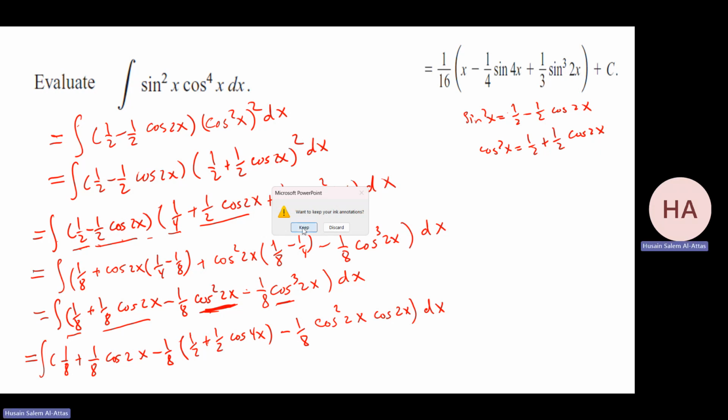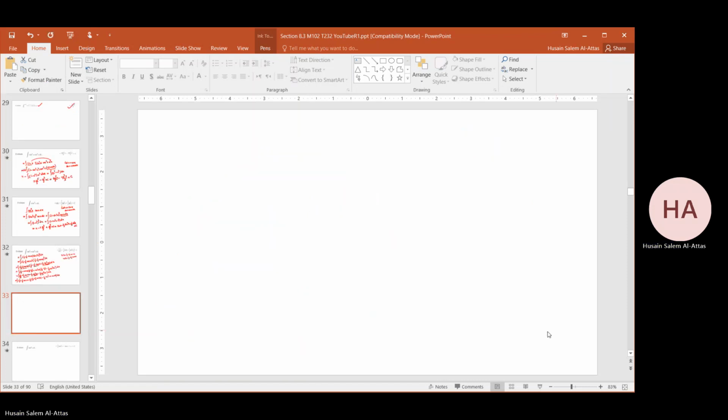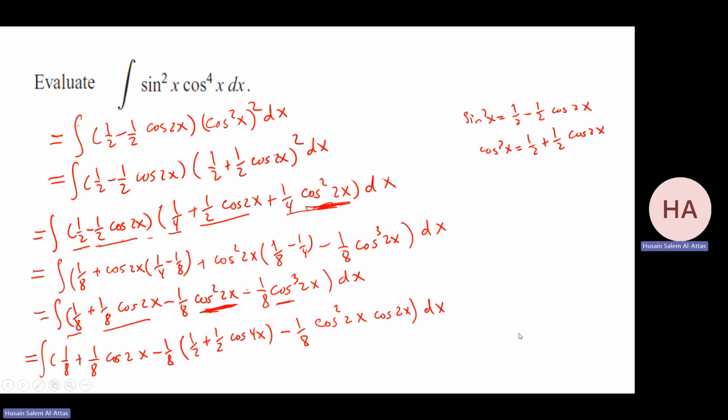I think I need another page. It's lengthy. So let me write it. It's the integral of 1 over 8 plus 1 over 8 cosine 2x minus, I can do the calculation, minus 1 over 16 minus 1 over 16 cosine 4x.